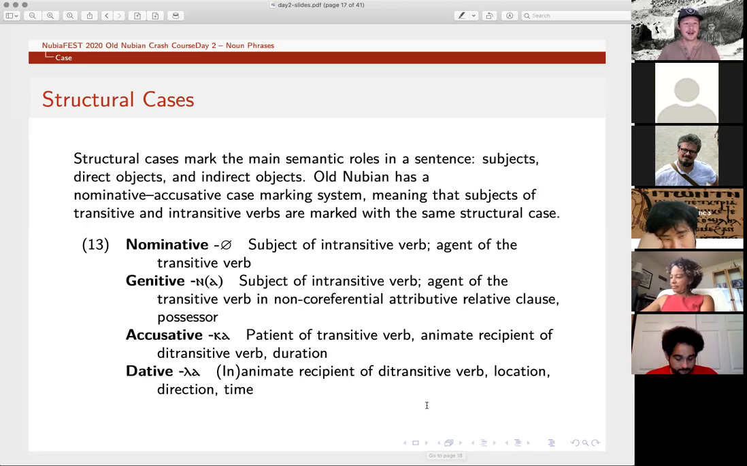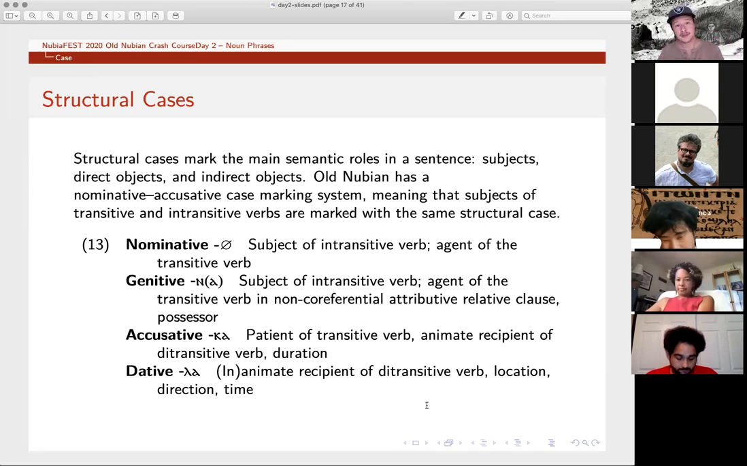So usually we divide case into two subcategories. We have structural case. A structural case is case that is related to obligatory roles in a sentence, right? So what is that? That's your subject, that's your object, direct or indirect. Those things that are needed by specific verbs, right? By intransitive, transitive, and ditransitive verbs. They are structural because they belong to the structure, to the core of the sentence, let's say.